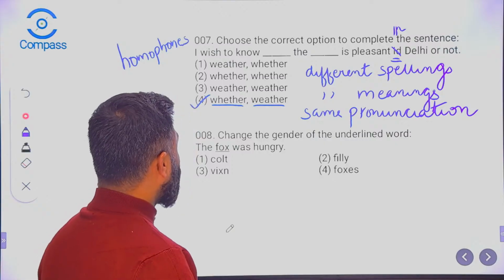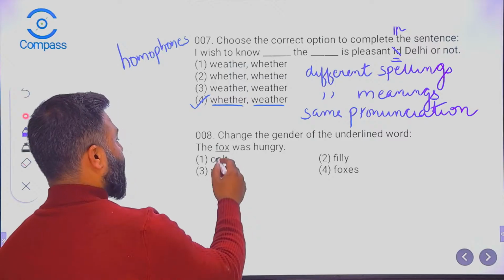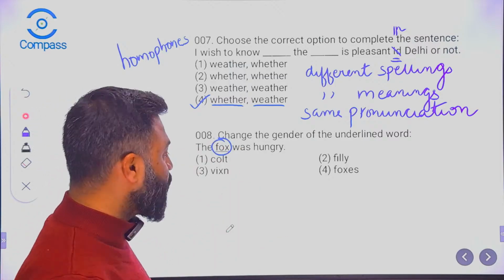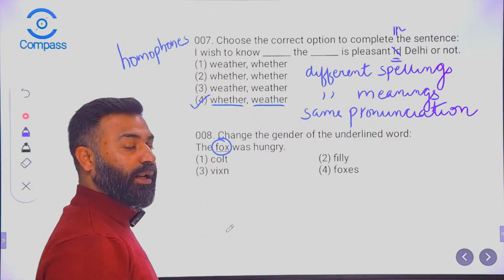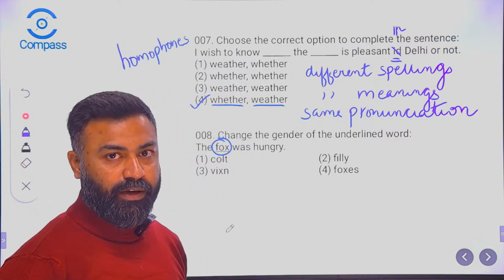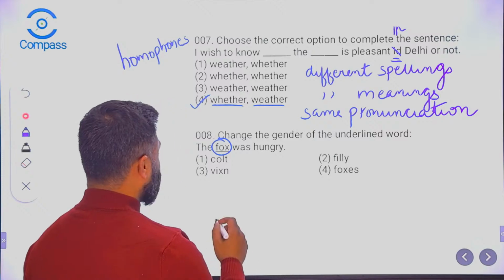Very good. Okay, question number 8. Change the gender of the underlined word. So we have fox here. All right, so we are going to change the gender of it. Is it colt? Never. All right. Filly? No, that's for a young female horse. Foxes? Never. What should be the correct option?